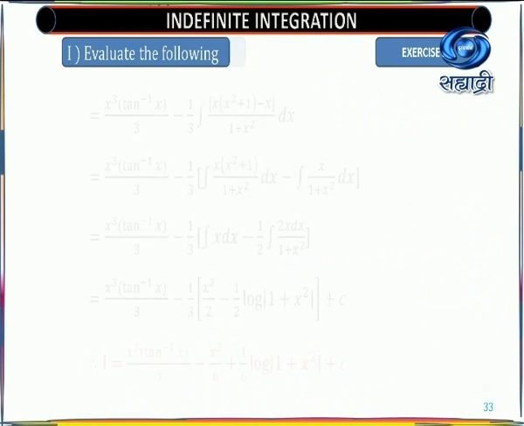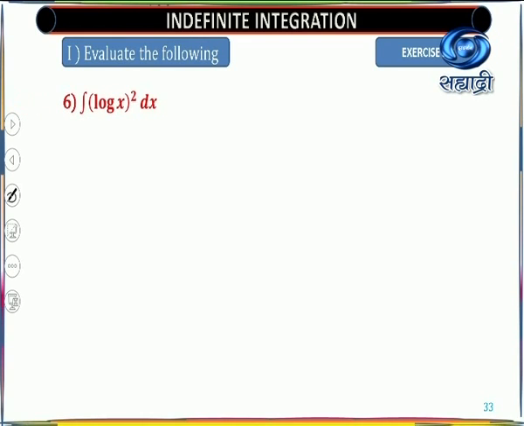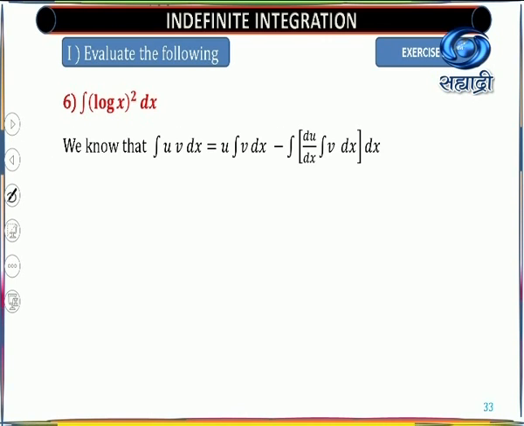Okay, so we'll start with our next example. Now look here, your next example is the integration of log x bracket square. A single log x is difficult to integrate, and now you are having 2 times log x. Okay, so we'll start with that.